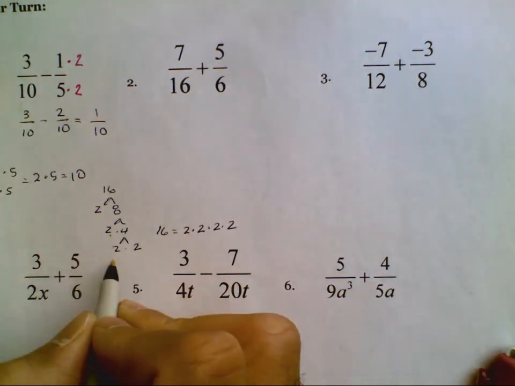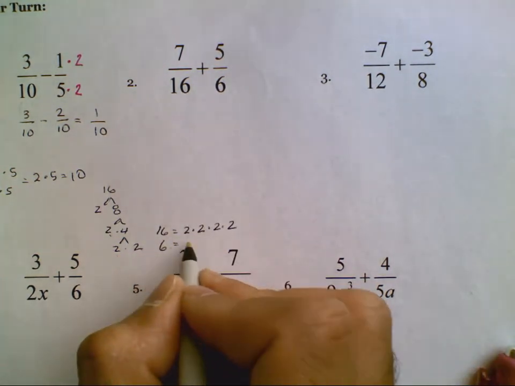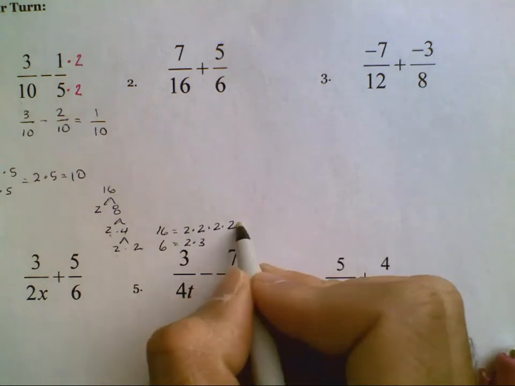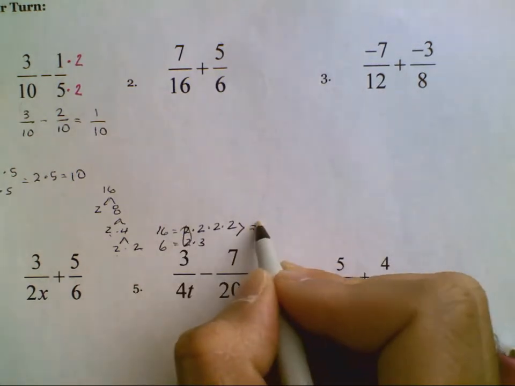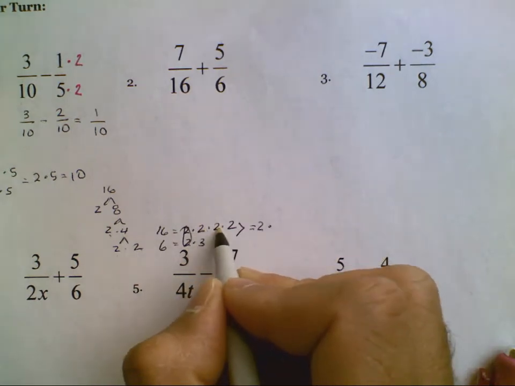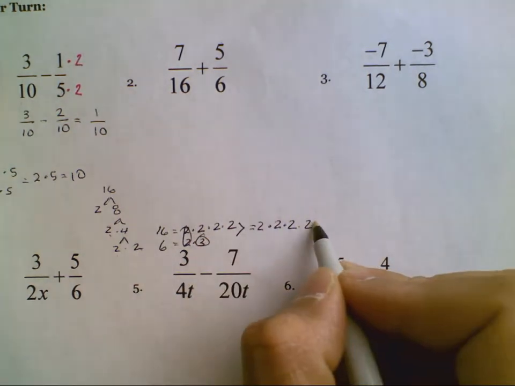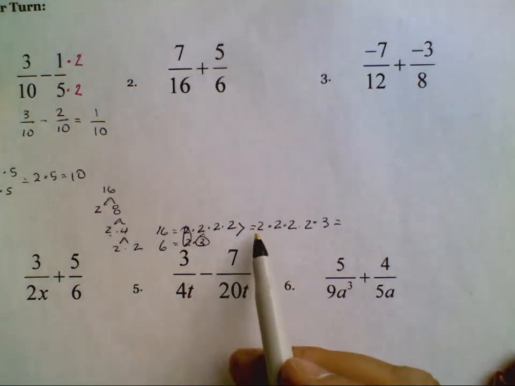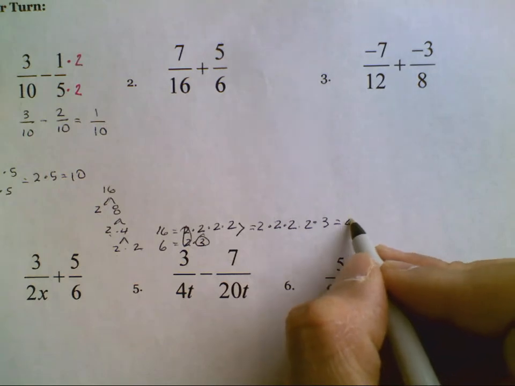1, 2, 3, 4. Then 6 is 2 times 3. So what is the least common denominator? It is 2 times 2 times 2 times 2 times 3, which is equal to 48.